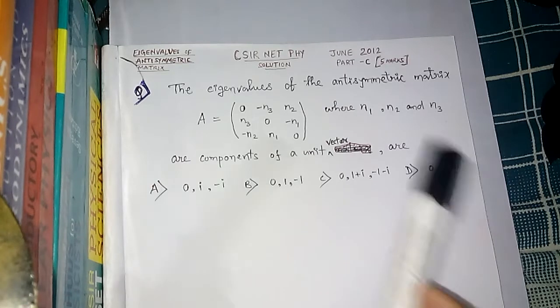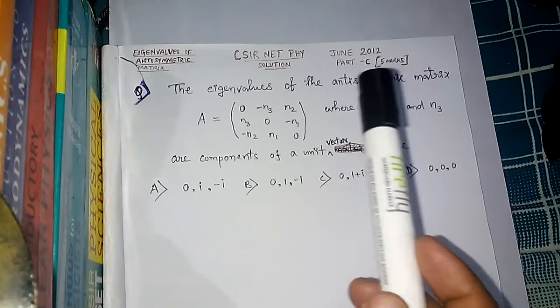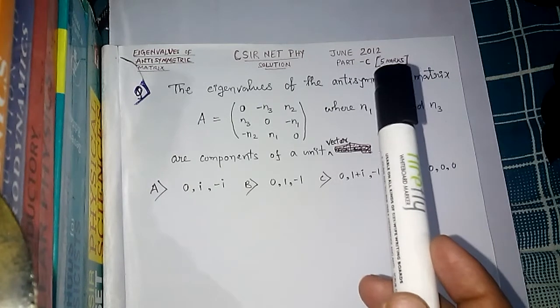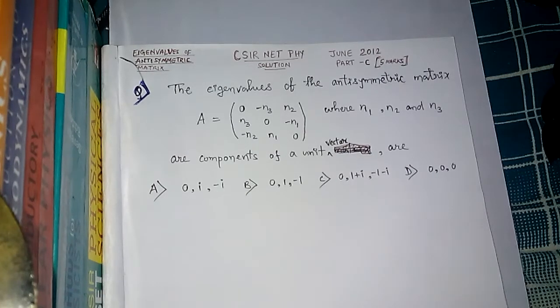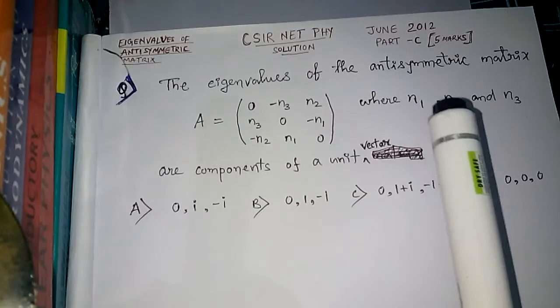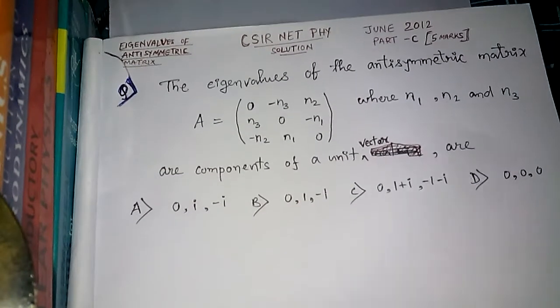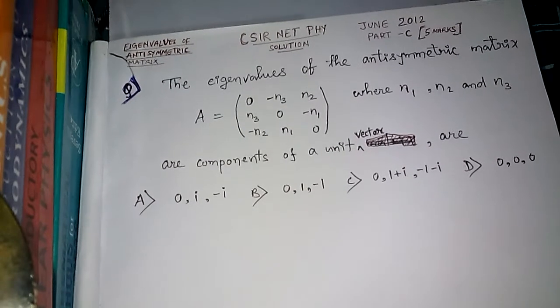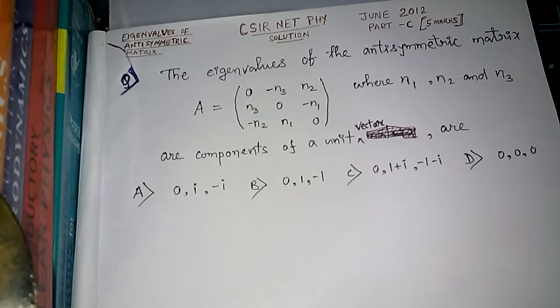This video is about finding eigenvalues of an antisymmetric matrix from June 2012 part C. Part C questions have 5 marks each. It says the eigenvalues of antisymmetric matrix A, where n1, n2 and n3 are components of a unit vector. This condition, that n1, n2, n3 are components of a unit vector, is to be used later in our problem, but not in the beginning. But it has a use, we will see.